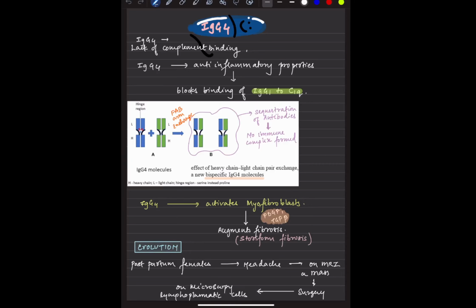IgG4 disease, one of the hidden diseases, one of the most chaotic diseases, which could actually involve all of the organs. That is, multi-organ involvement could be there.